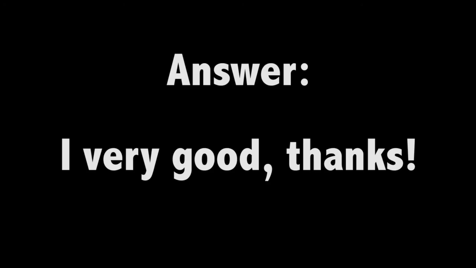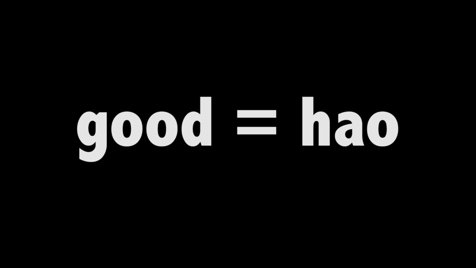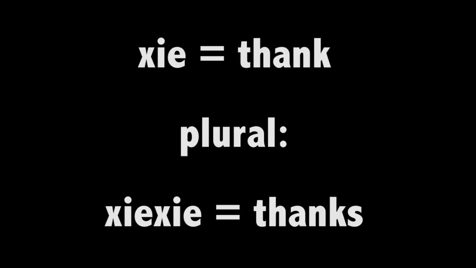To reply to such a question, you would normally say I very good, thanks. I, that's 我. Very, that's 很. You already know good, that's 好. And if 谢 means thank, then the plural 谢谢 means thanks. Normally the person will give you a counter question, are you good? And you can reply, I also very good. Also is yeah. 也 Now let's have a look at dialogue 1.